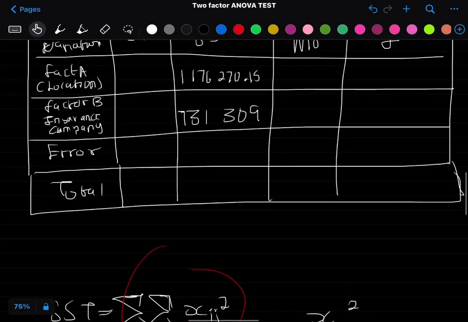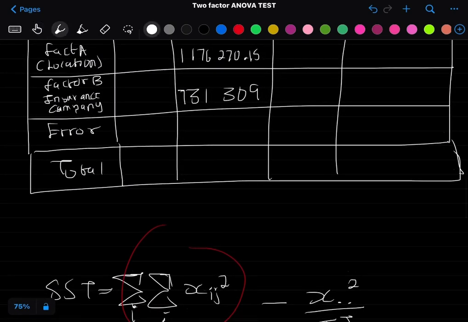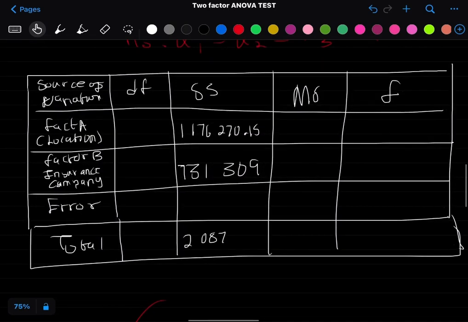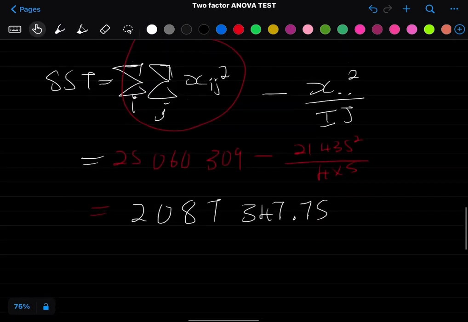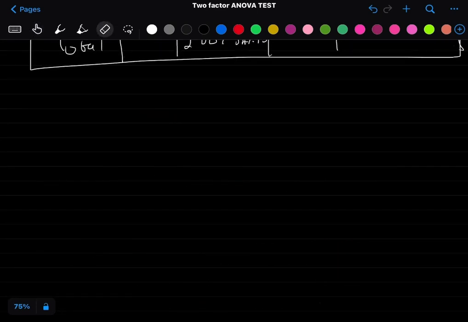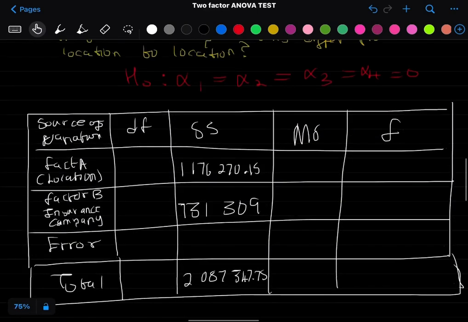So you can now fill it in: 347.75. Yes. Now that's how simple it was.